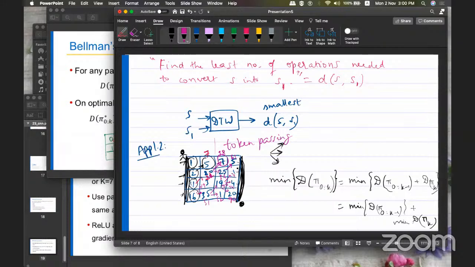And what is the best path now? Out of 61, 71, 74, 90, the best is 90. So my overall best path will be this 90. And now you can go back, trace back, go to this node, go to this node, go to this node. This is my overall best path.